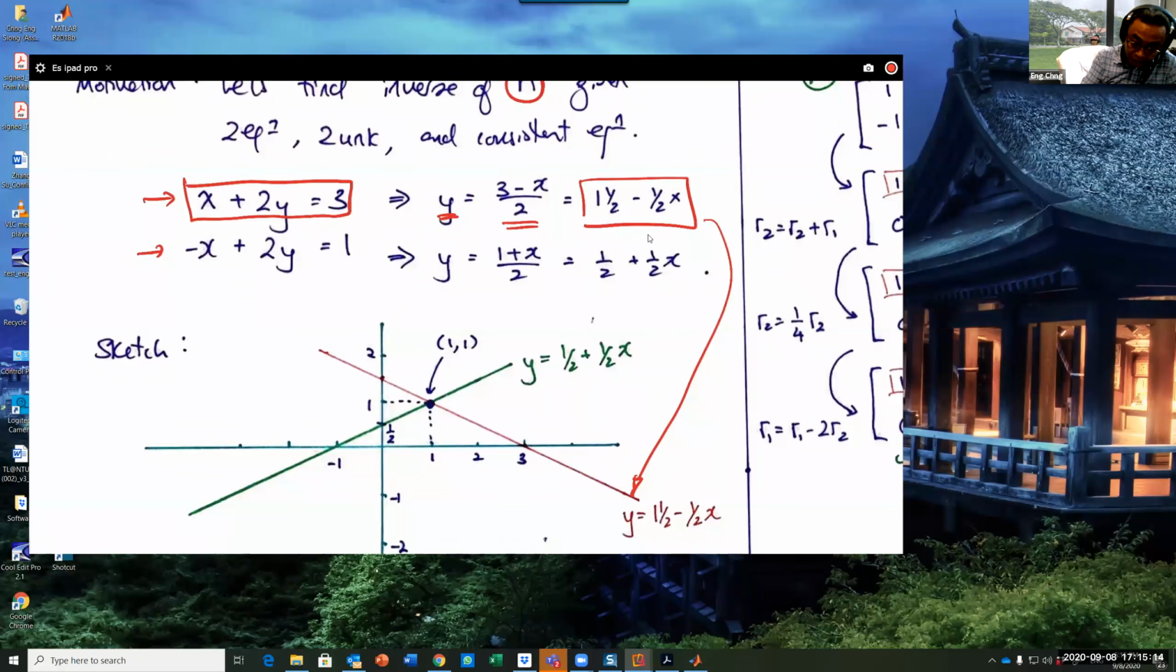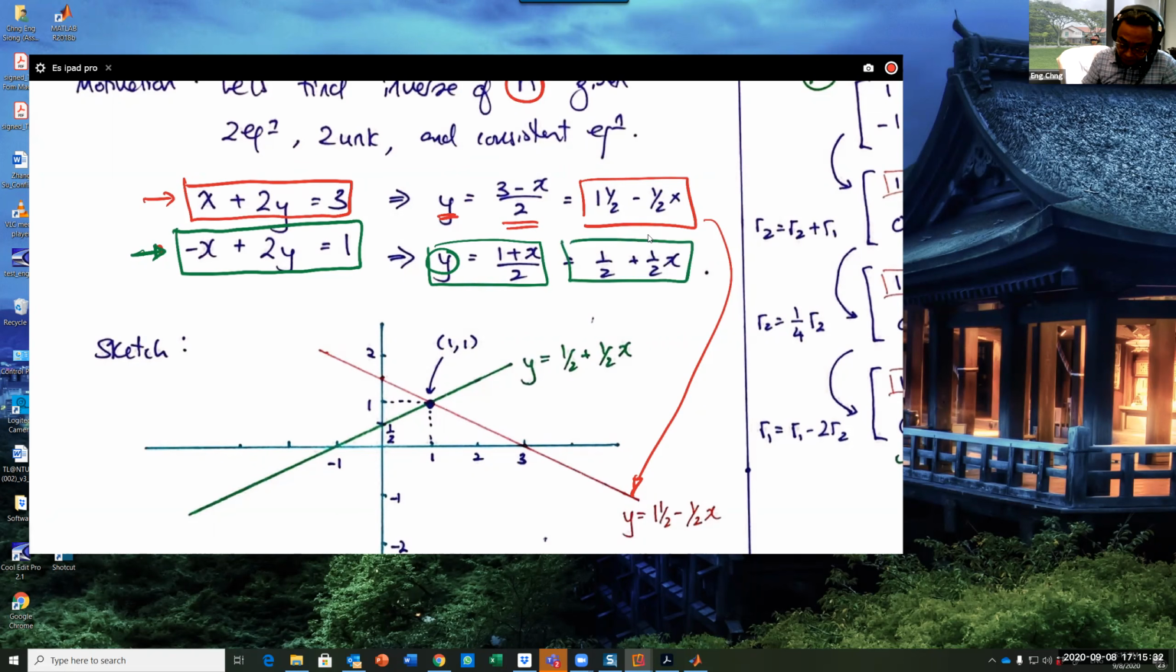And then we plot another equation. The second equation given to us is this one. Again, we don't like the x and y to be on the left-hand side. We only like y to be on the left-hand side. And we reduce to this, and then we reduce to this, y equals half plus half x. So we plot.